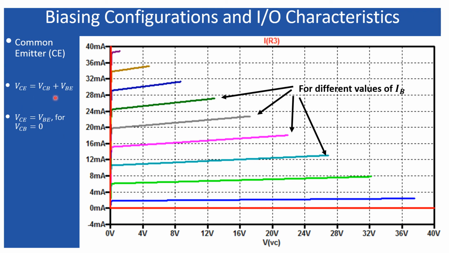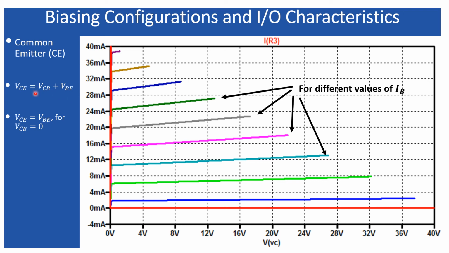That thing can easily be understood using this equation. VCE is equal to VCB plus VB. If you replace VCB by VC minus VB, plus VB minus VE, both the plus VB and minus VB get cancelled, and that will result in only VCE. So that is why VCE is equal to VCB plus VB.